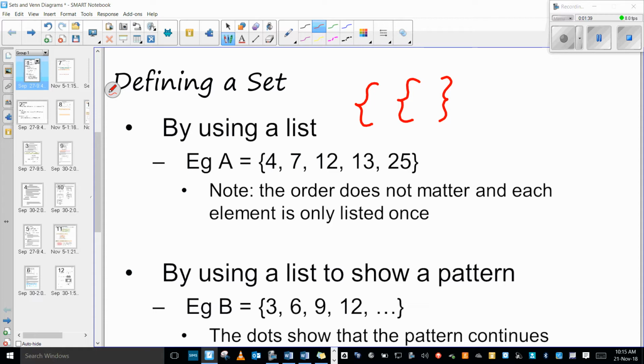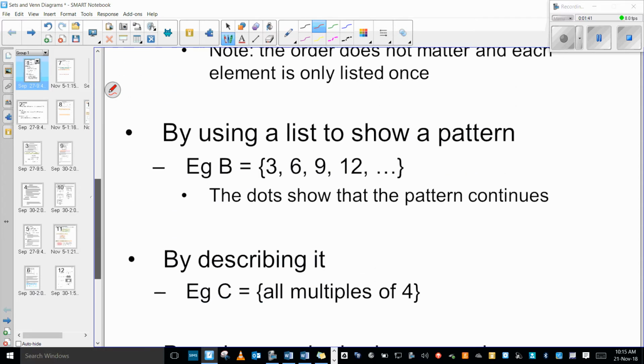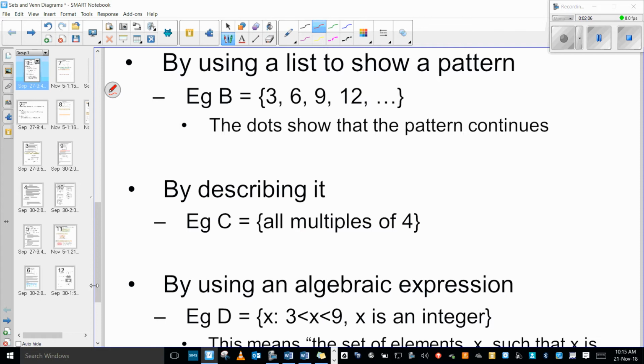You could show a pattern. So 3, 6, 9, 12, and then dot, dot, dot. The dot, dot, dot is indicating that that pattern is continuing. So what kind of numbers are included in this set? What are these numbers that we've got? Multiples of 3, yes? Comfortable with that? Or you could describe it. So this one says all multiples of 4, given.